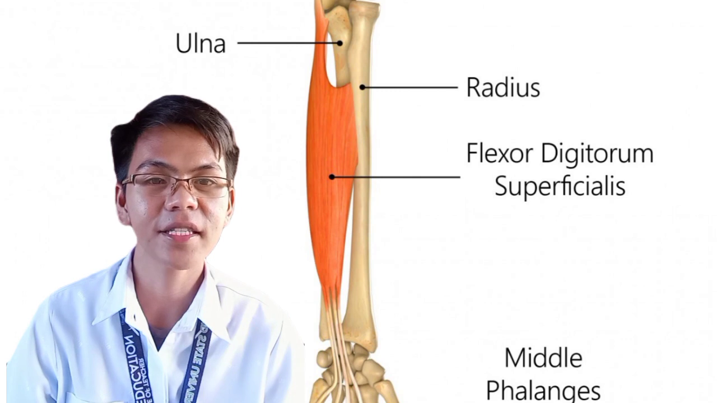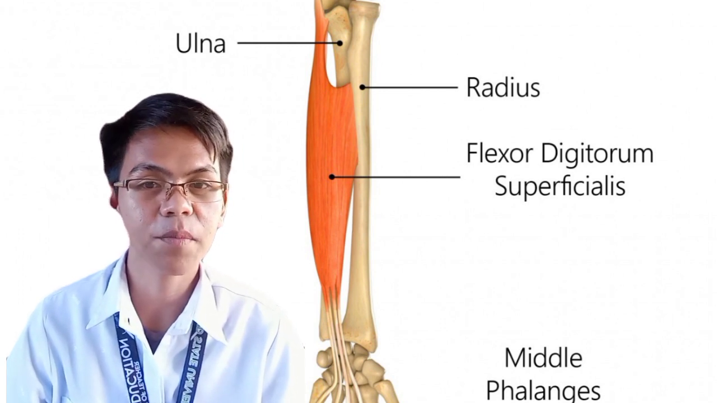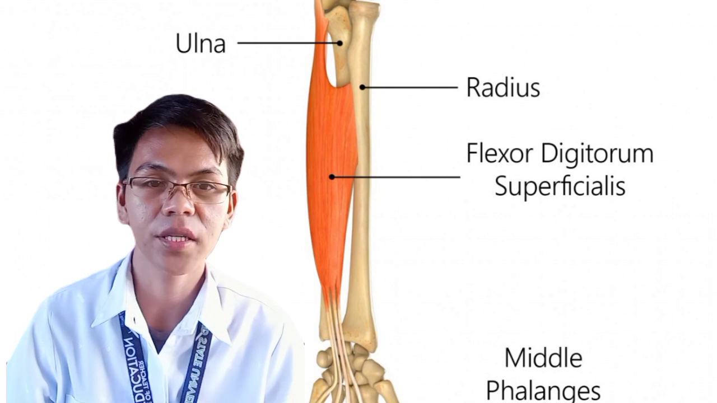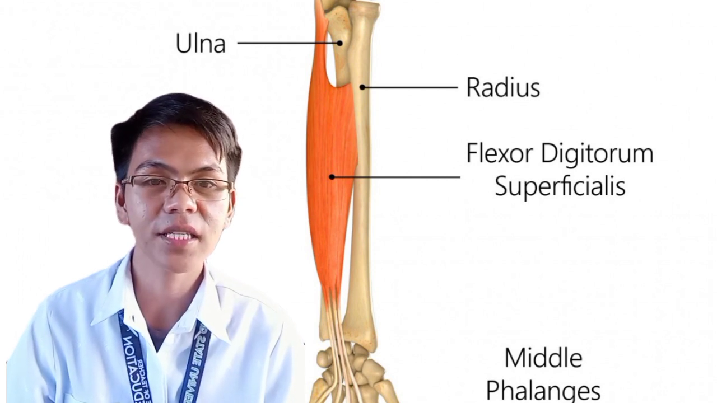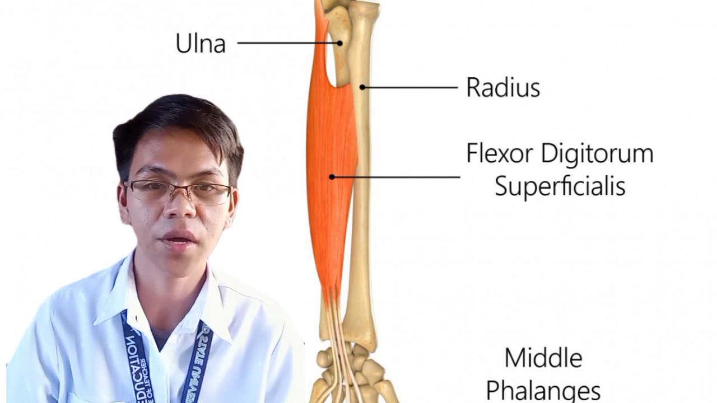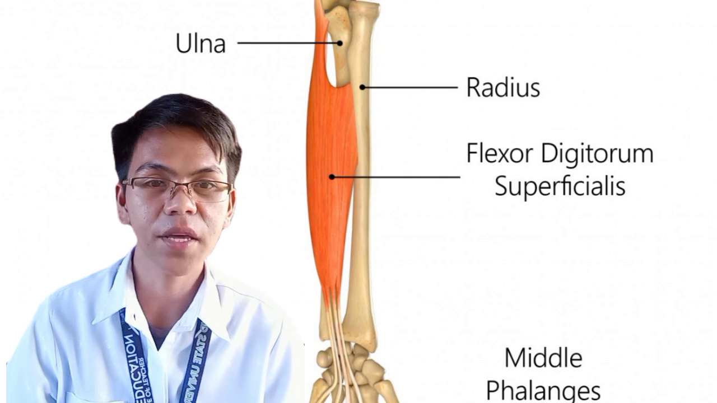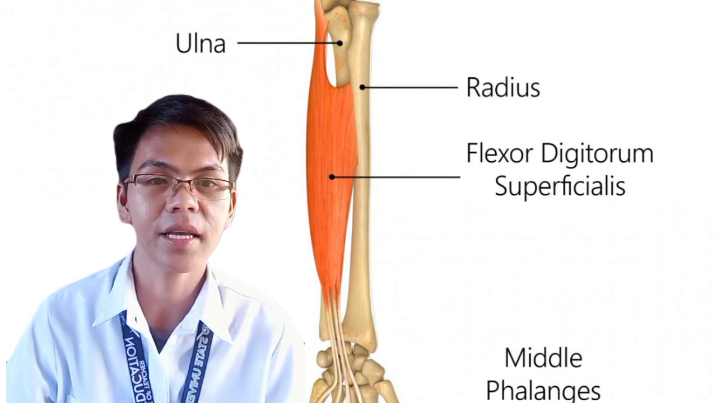Also in line is flexor digitorum superficialis. It flexes the middle phalanges of the medial four digits at the proximal interphalangeal joints. It also flexes the proximal phalanges at the metacarpophalangeal joints and the wrist joint. It also flexes the finger it serves independently.